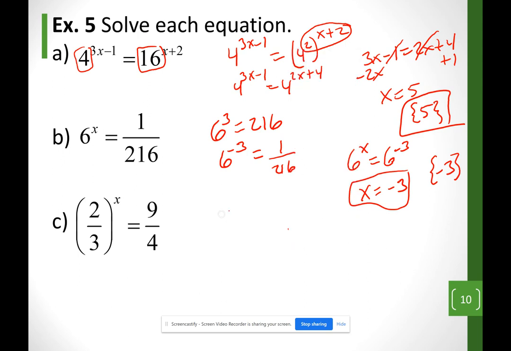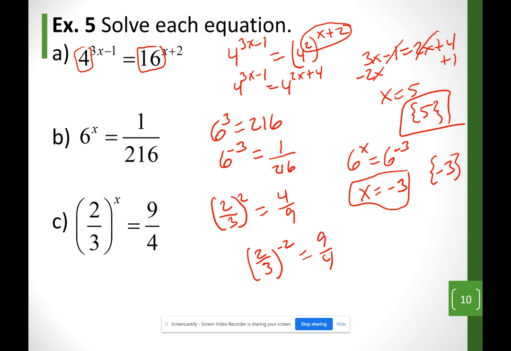Now, 2 over 3 to the second power. Doesn't that give me 4 over 9? I know 2 over 3 to the second power gives me 4 over 9, because 2 squared is 4, 3 squared is 9. Kind of looks like what I have. It's just that my fraction is reciprocal. So can I just say 2 over 3 to the negative 2 is equal to 9 over 4?